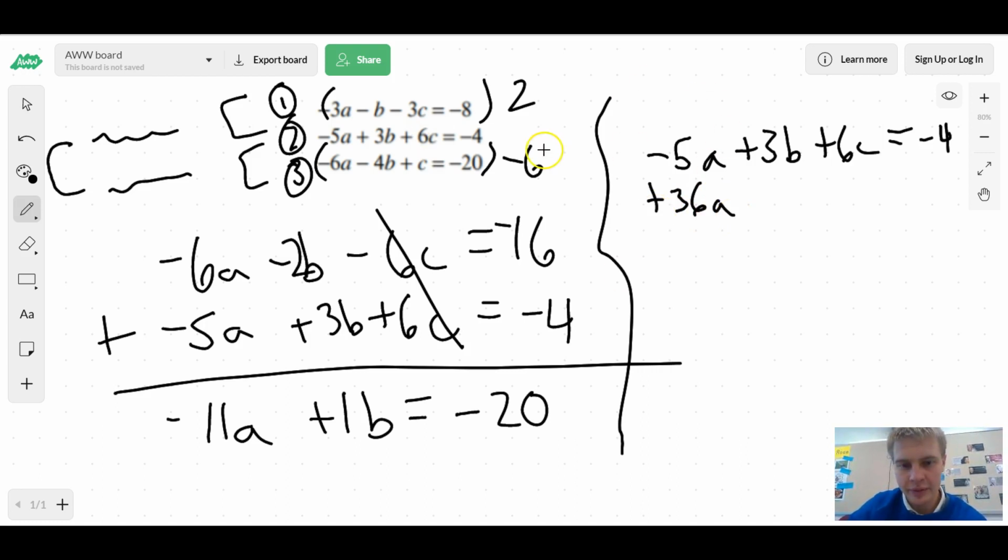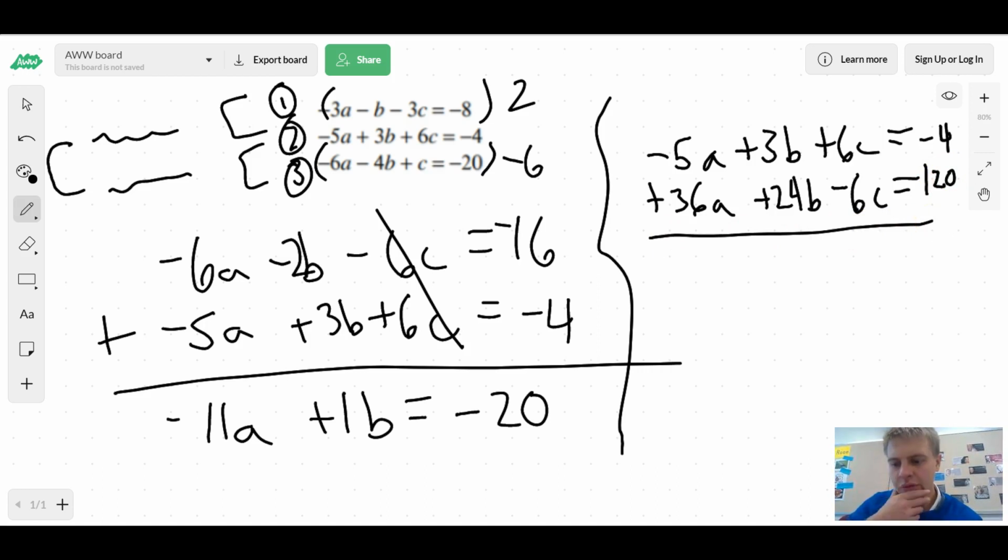A mistake almost happened because we're timesing by a negative. So that's going to be a positive 24b. And that will be a negative 6c. And that's going to give us a positive 120. And now what we do is we're going to add straight down. So that's going to give me 31a plus 27b. The c's are going to cancel.